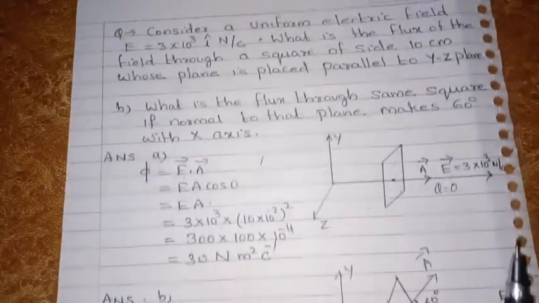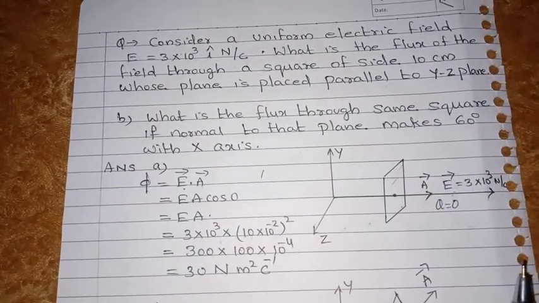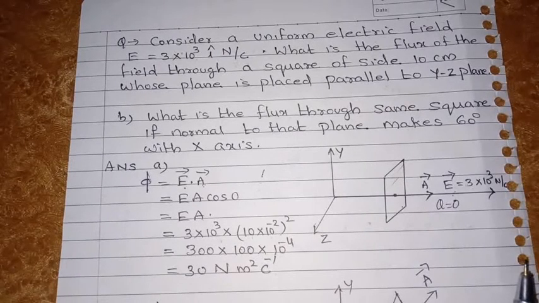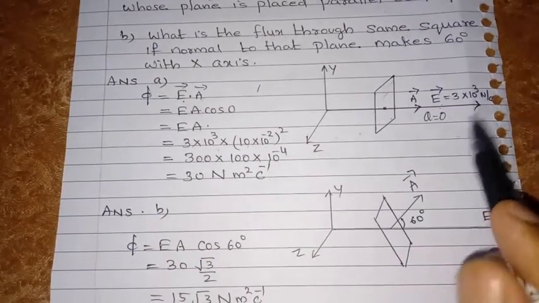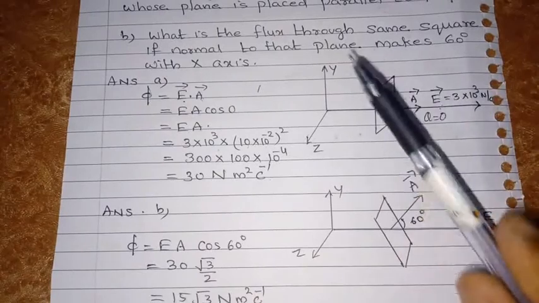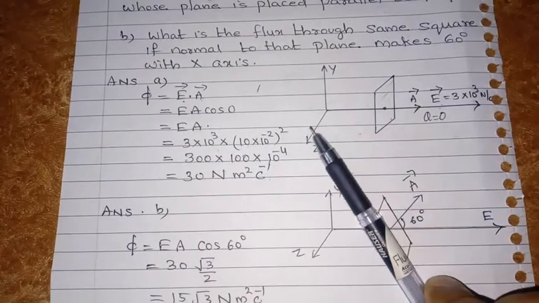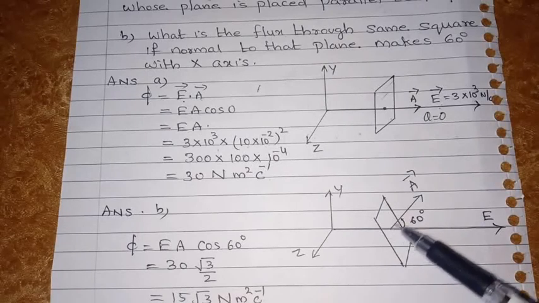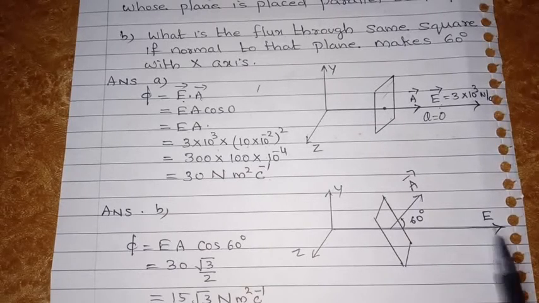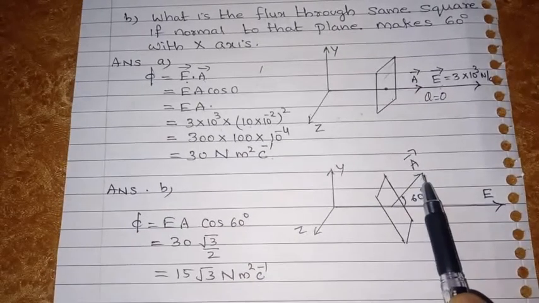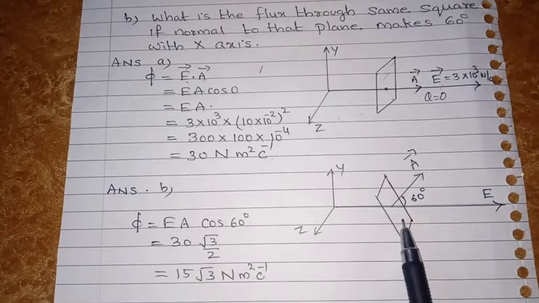The B part of the question you can read like this: what is the flux through the same square if the normal to that plane makes an angle 60 degree with x-axis? Now the square is not placed like this. Instead of that, the square is rotated so that normal to the plane of the square makes an angle 60 degree with x-axis. Electric field is in the x direction. Okay, now you can see what is the angle between electric field and area vector. 60 degree is the angle between electric field and area vector.